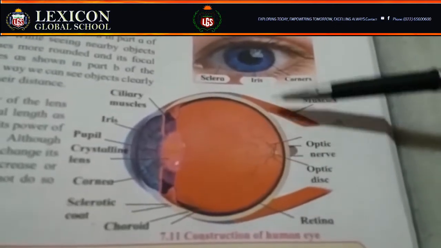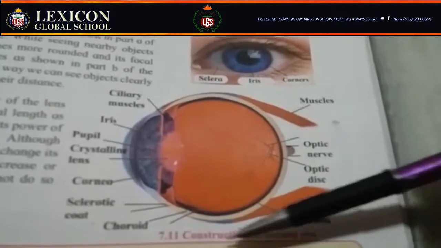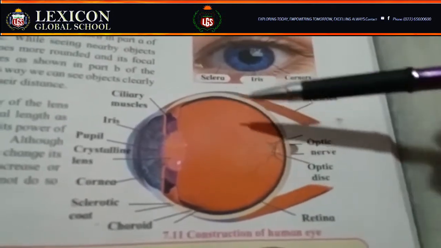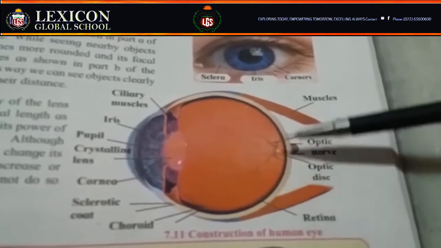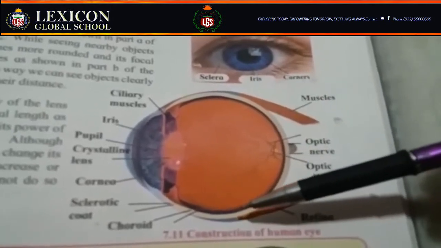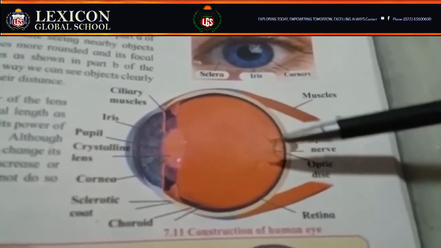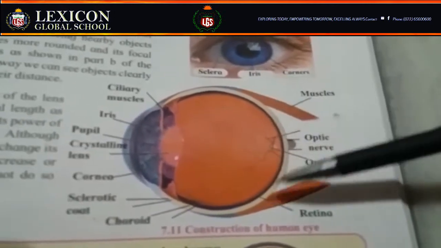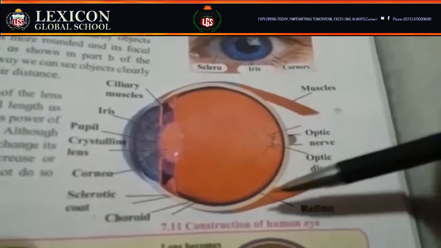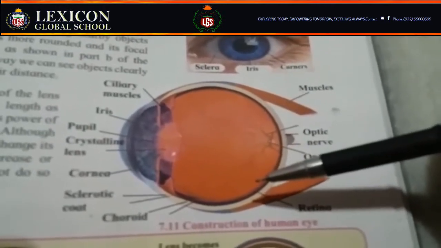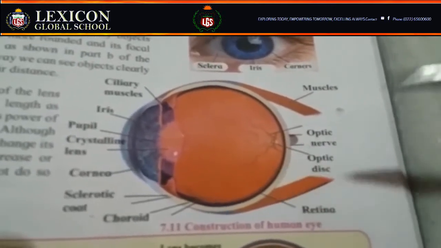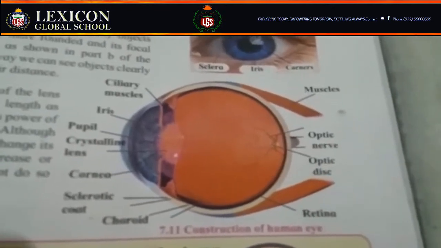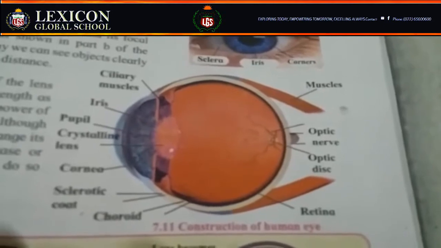Then the second thing is the retina. We are able to see only when the image falls on our retina. If it does not fall on the retina, it means our eye vision has some defect. It may be myopia or hypermetropia. So we are going to see when we are suffering from myopia and when we are suffering from hypermetropia.